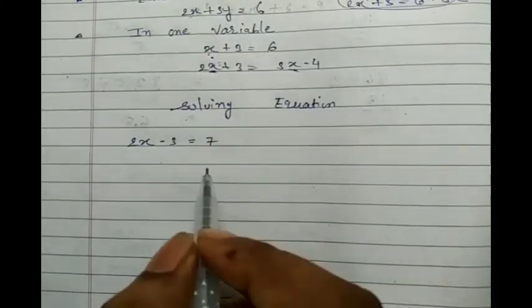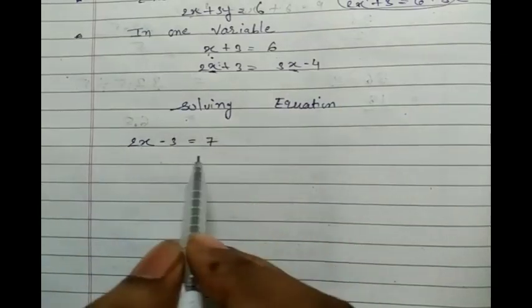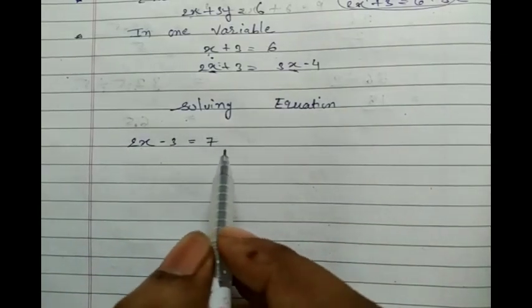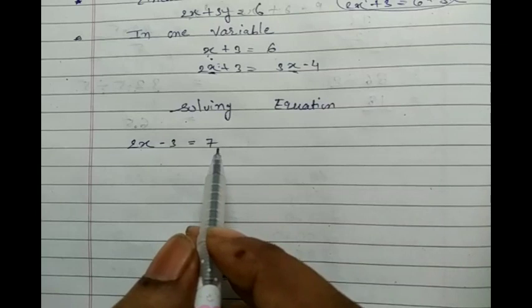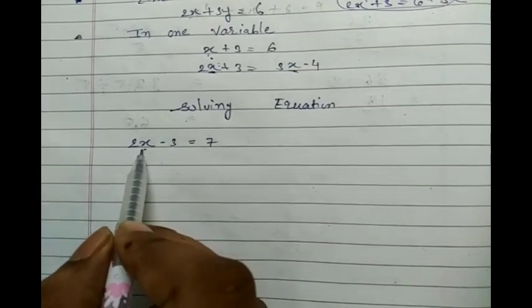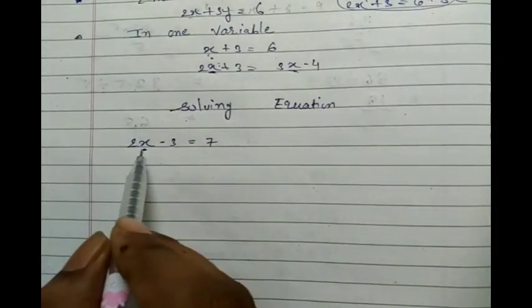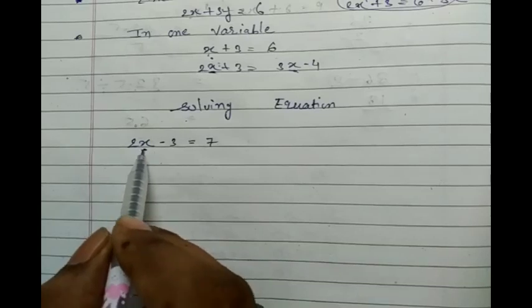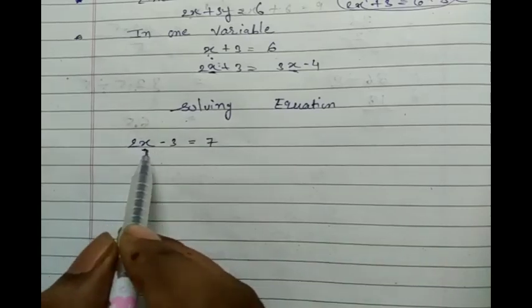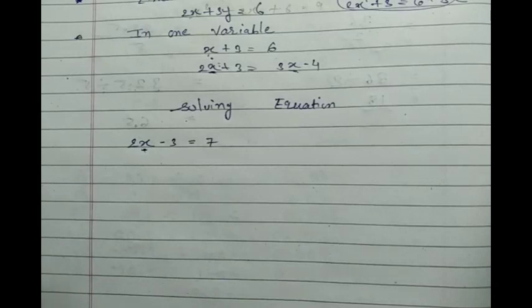If we have an equation and we have to solve the equation, the meaning of solving the equation is that we have to find out the value of the variable. Now in this example, we only have one single x on the left hand side.